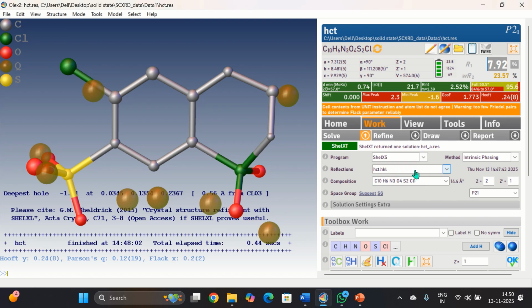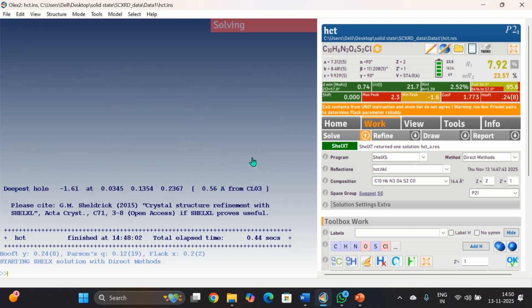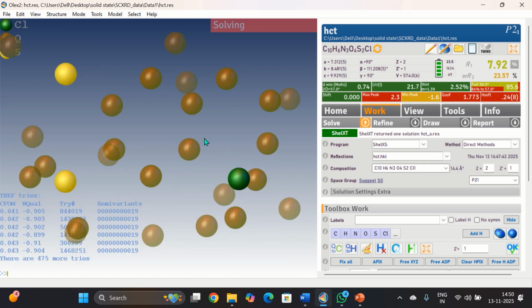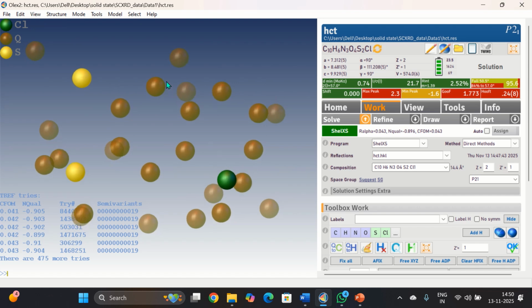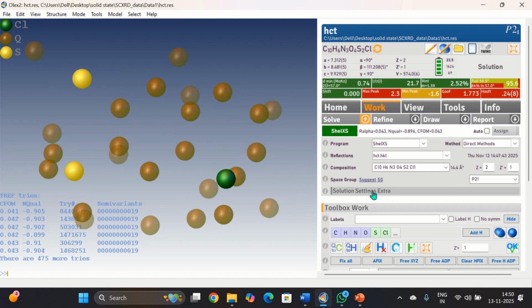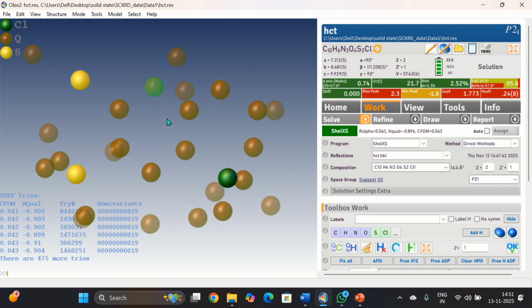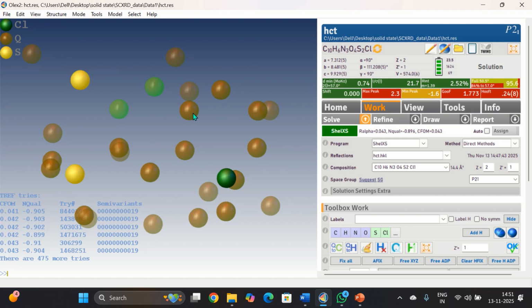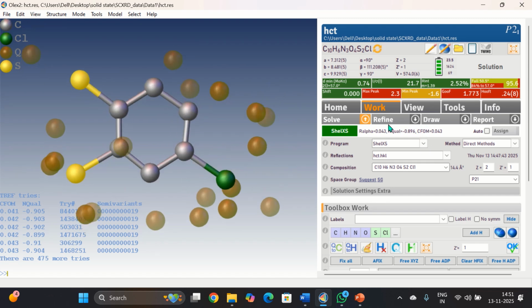So if we use the SHELXS intrinsic phasing program and start solving it again, it will give us something like this. This is the real electron density diffraction pattern. With each electron density, we can suggest the atom. For a planar six-membered electron density arrangement, we can consider it to be carbon atoms, so we will associate it with carbon and refine it.